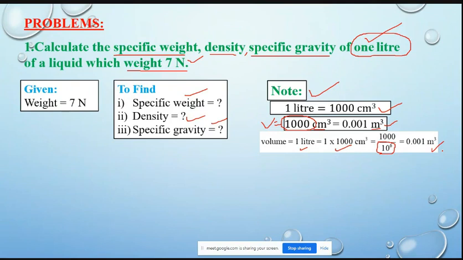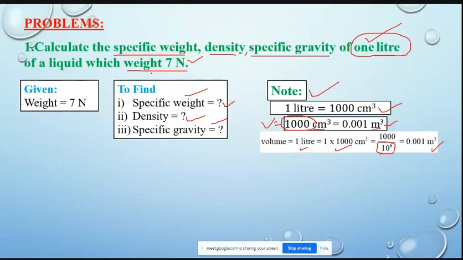Okay. So now we can proceed with the solution. So the first thing that we have to find for this problem is specific weight. So what is the formula for specific weight? You can refer to your class notes. So what is the formula for specific weight? Weight of fluid by volume of fluid. Weight of fluid per volume of fluid.